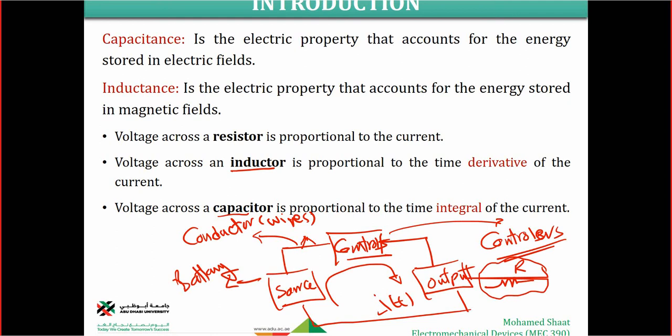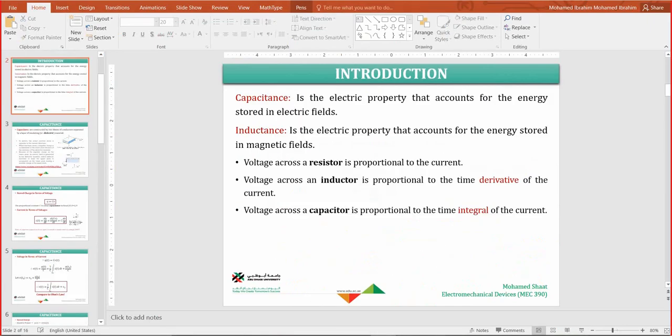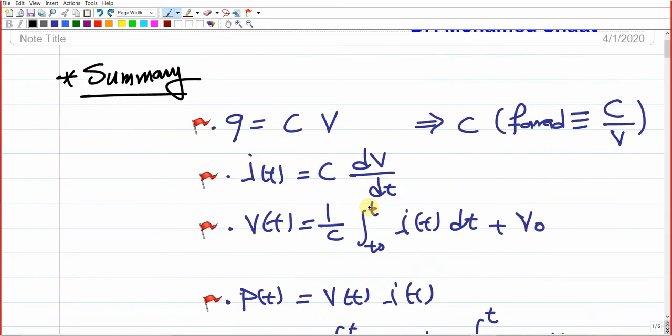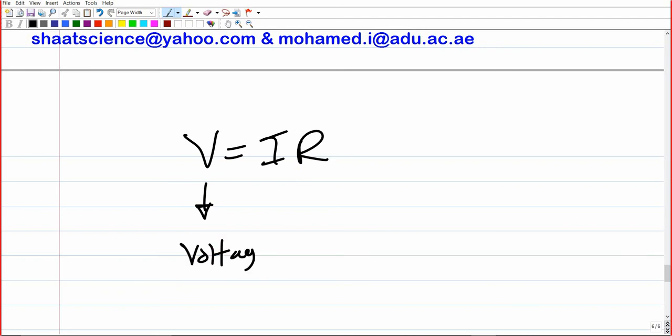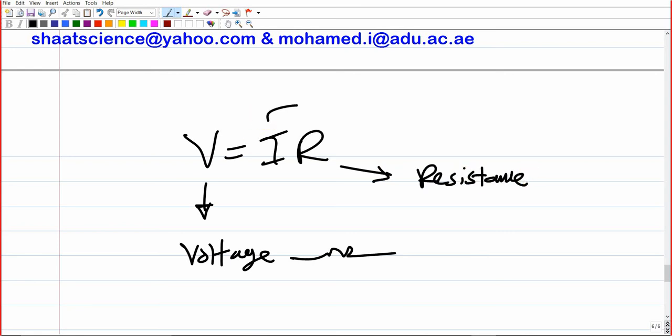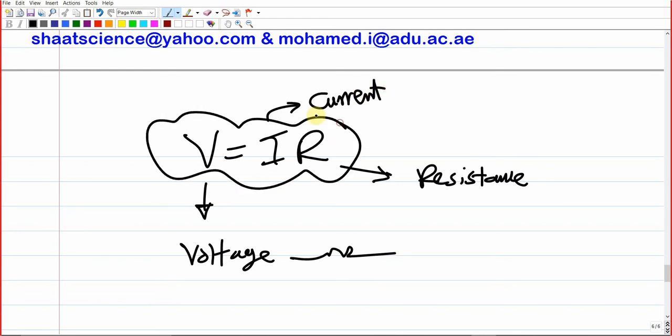Make sense? So for example, I'm just going to explain something here very quickly. Let us just refresh your mind about Ohm's law. What was the expression for Ohm's law? We said that Ohm's law is V equals I times R, right? What is V? This is the voltage over a resistor. And this R is the resistance of the resistor. And this I is the current. This is commonly known as Ohm's law, as we discussed.